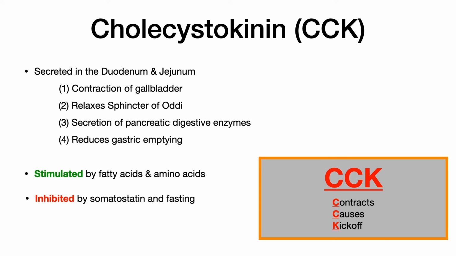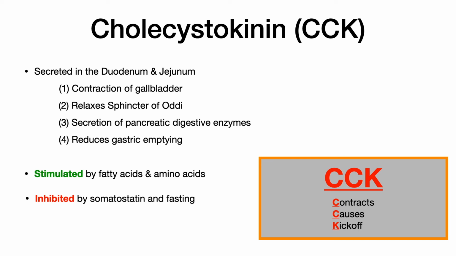Look, CCK is stimulated by fatty acids and amino acids. In other words, when fatty acids and amino acids are present in the beginning of the small intestine, you're going to need contraction of the gallbladder, relaxation of the sphincter of Oddi, and then secretion of pancreatic enzymes through that sphincter of Oddi to attack and break down fatty acids, amino acids, etc. So that's why fatty acids and amino acids stimulate the release of CCK, which then causes the pancreas to do its job and the gallbladder to do its job.